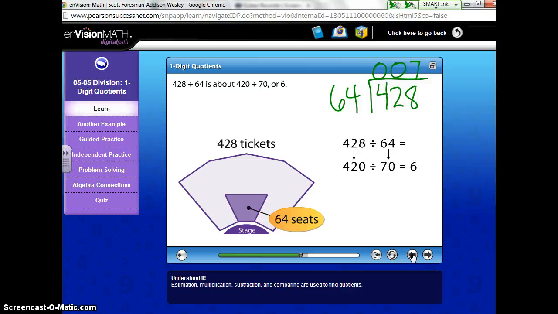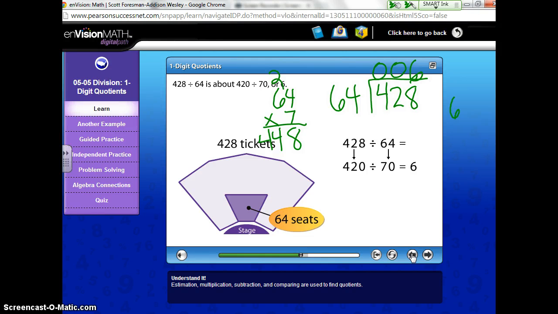Okay, so we're going to try this. We don't know if it's going to work. We're going to take 64 times 7, which is 28. 7 times 6 is 42, 43, 44. Can I fit this under here? No. It's too big. That means I picked a number that was too big. Let's try. Good job, Brendan.